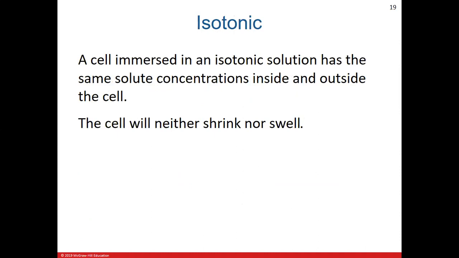Isotonic solution, or an isotonic situation, is where the concentrations on both sides of the membrane are equal. And so you have the same solute concentration inside and outside the cell. So that's really where you want your cells to be, in that isotonic state. So your cell is not going to shrink, and it's not going to swell or rupture. It's going to stay balanced.